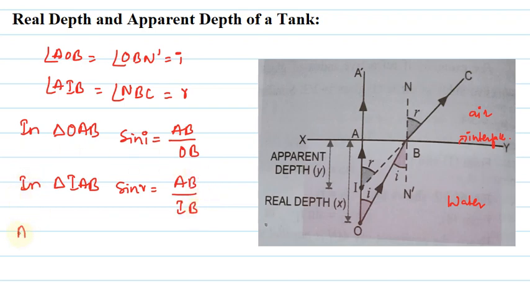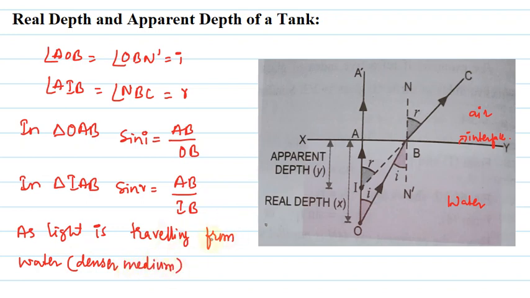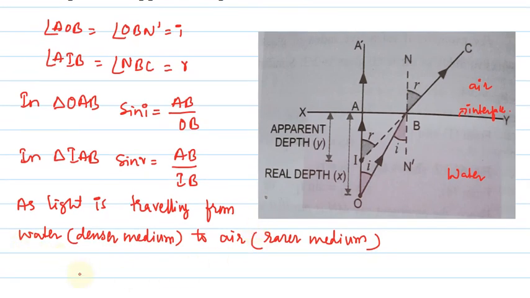As light is traveling from denser medium, that is water, to rarer medium, that is air, we can write, using Snell's law, the refractive index of water with respect to air as sine r upon sine i.